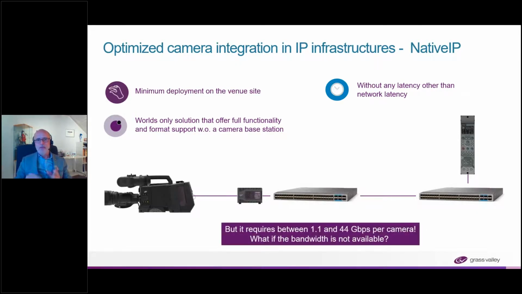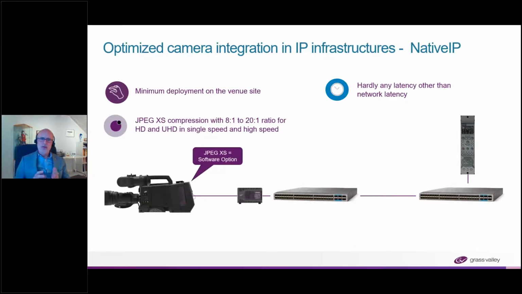One thing to remember is that it requires between 1.1 gig for single speed HD at 50 frames, or 1.3 gig for 60 frames, but it can go up to 44 gig for UHD triple speed with a live output. So, the question is, what if this bandwidth is not available? In many remote applications, that might not be available.